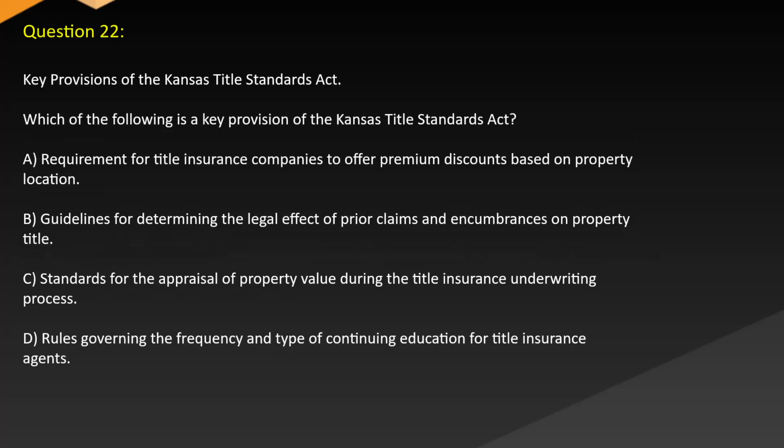Question 22. Key provisions of the Kansas Title Standards Act. Which of the following is a key provision of the Kansas Title Standards Act? A. Requirement for title insurance companies to offer premium discounts based on property location. B. Guidelines for determining the legal effect of prior claims and encumbrances on property title. C. Standards for the appraisal of property value during the title insurance underwriting process. D. Rules governing the frequency and type of continuing education for title insurance agents.